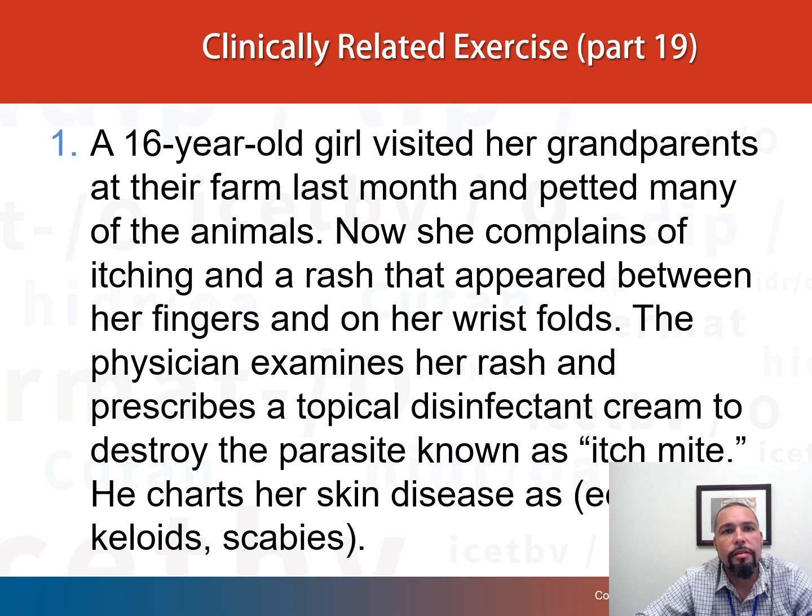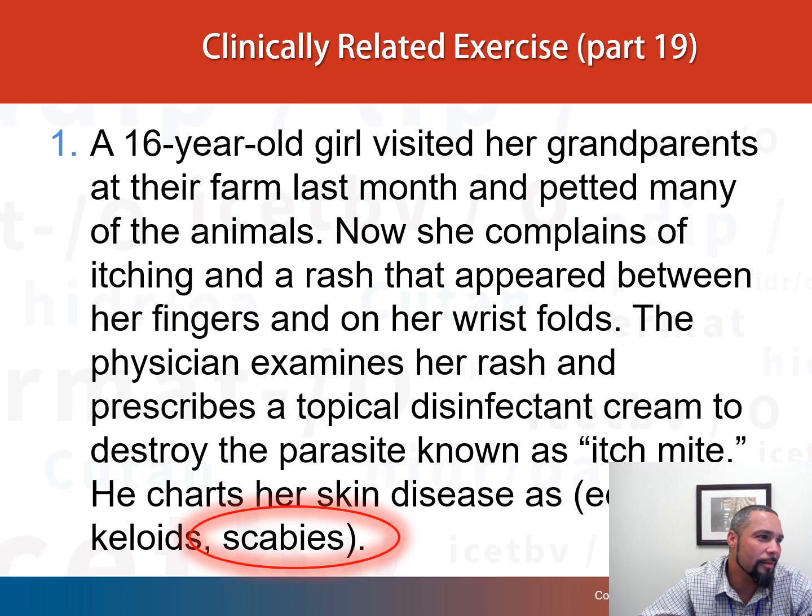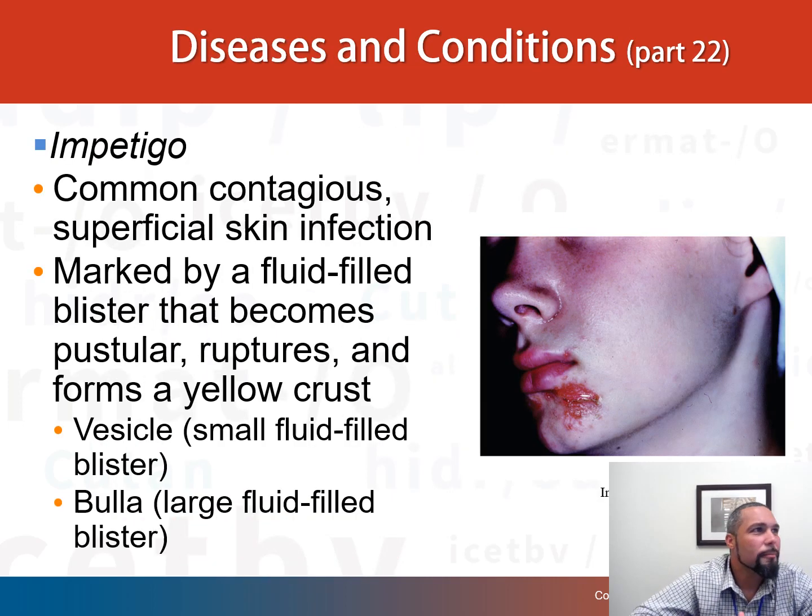So let's go to this exercise, all right? A 16-year-old girl visited her grandparents at their farm last month and petted many of their animals, probably this nice little piglet. Now she complains of itching and a rash that appears between her fingers and on her wrist folds. The physician examines her rash and prescribes a topical disinfectant cream to destroy the parasite known as the itch mite. He charts her skin disease as, come on guys, this is so easy. Scabies, you should have known.